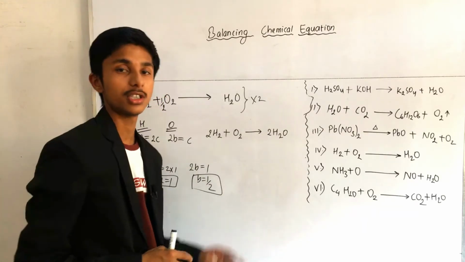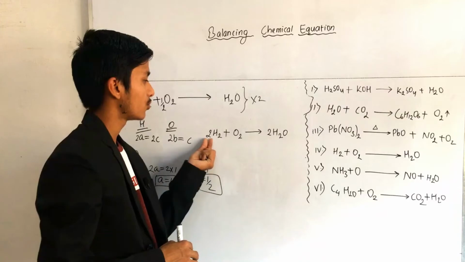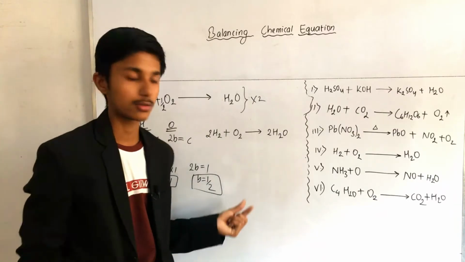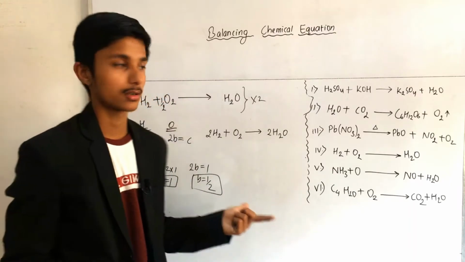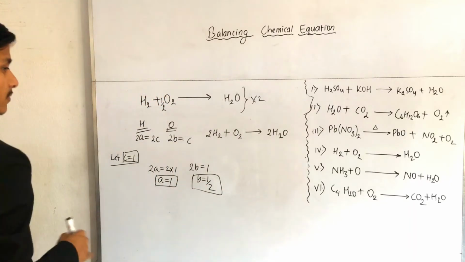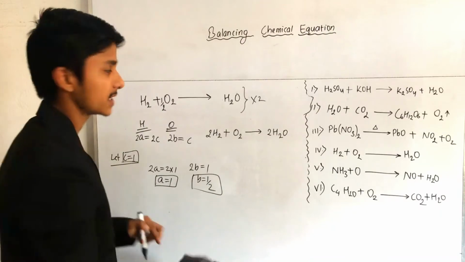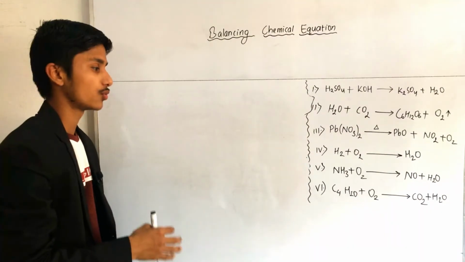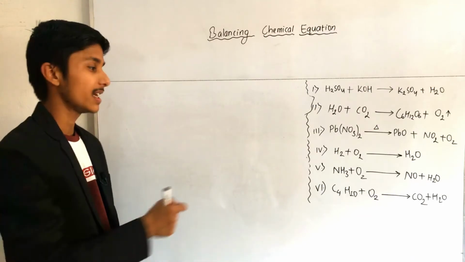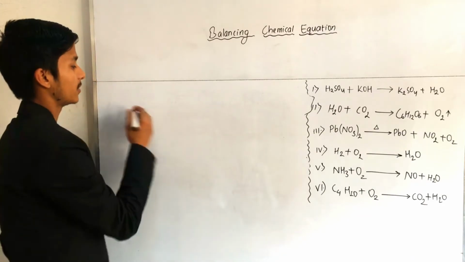The chemical equation is balanced now. 2 into 2, 4 hydrogen; 2 into 2, 4 hydrogen; 2 oxygen, and this side 2 oxygen. Okay, this method is very interesting and very nice. Now we go to our next question, that is NH3, that is number 5.